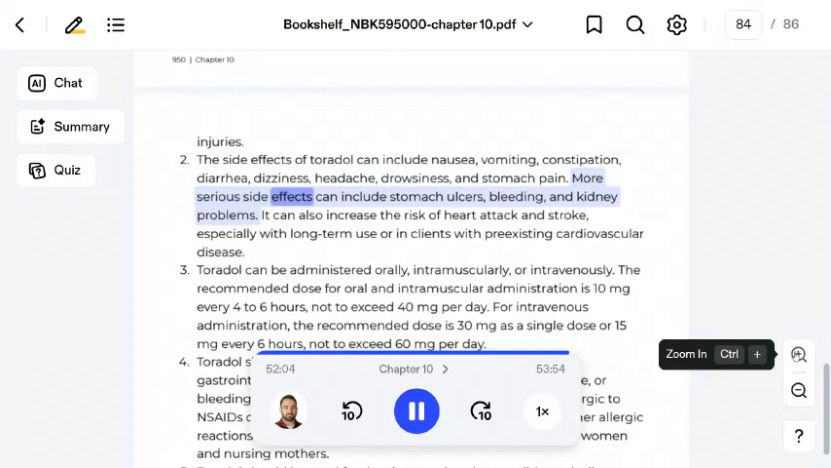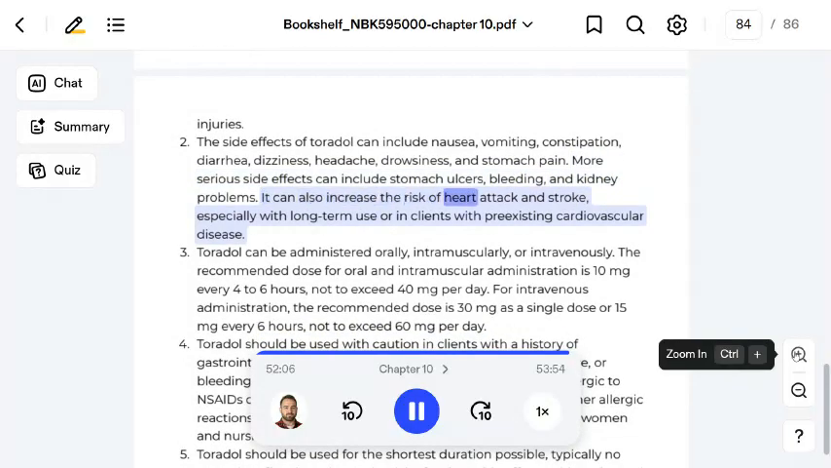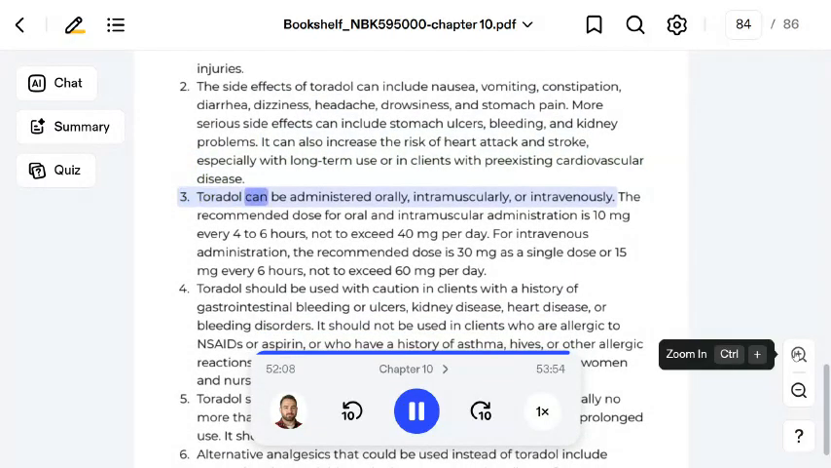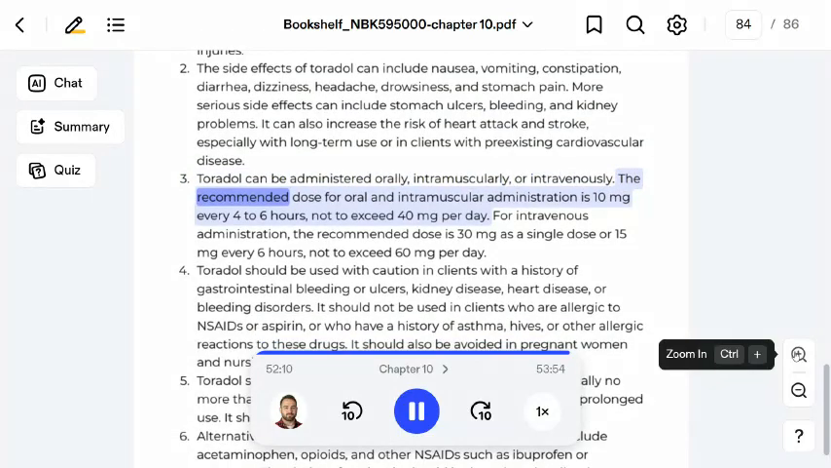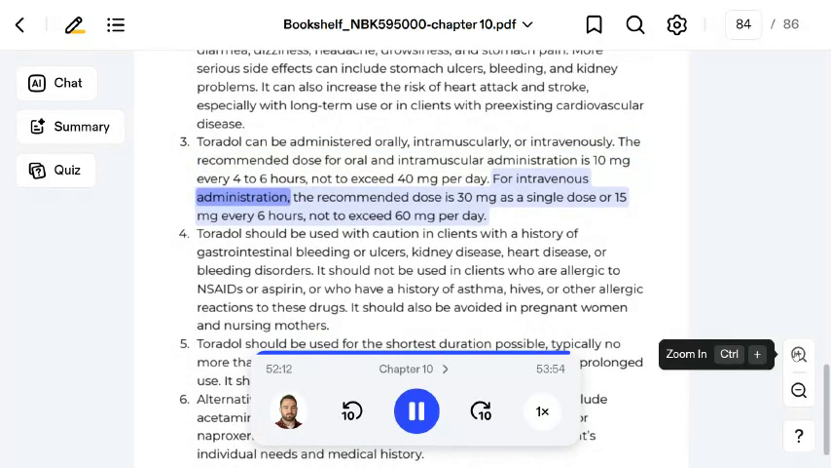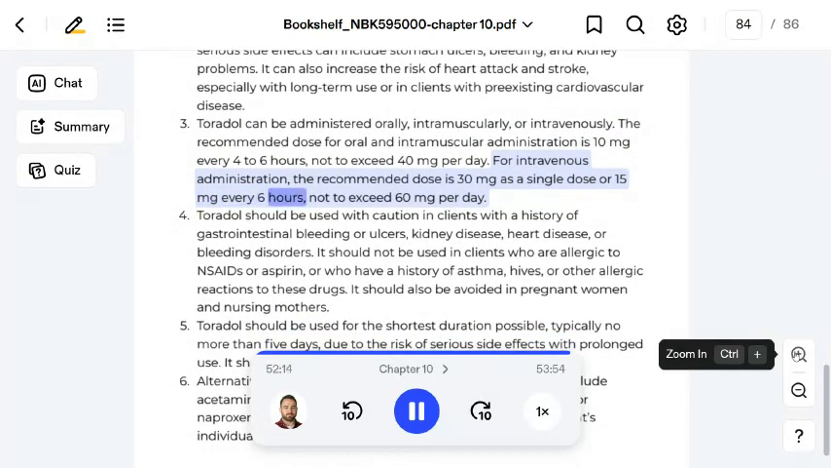More serious side effects can include stomach ulcers, bleeding, and kidney problems. It can also increase the risk of heart attack and stroke, especially with long-term use or in clients with pre-existing cardiovascular disease. 3. Toradol can be administered orally, intramuscularly, or intravenously. The recommended dose for oral and intramuscular administration is 10 mg every 4 to 6 hours, not to exceed 40 mg per day. For intravenous administration, the recommended dose is 30 mg as a single dose or 15 mg every 6 hours, not to exceed 60 mg per day.